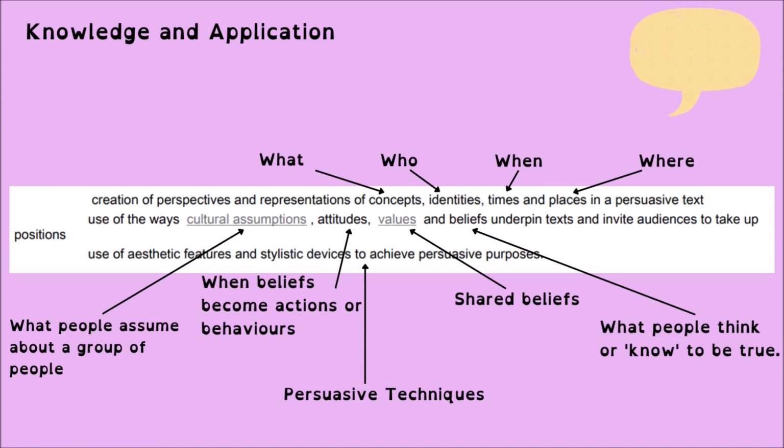Cultural assumptions are what people assume about a group of people. Attitudes are when beliefs become actions or behaviors. Values are shared beliefs. And then beliefs are what people know or think to be true. And then that last dot point there, as I said, is persuasive techniques.